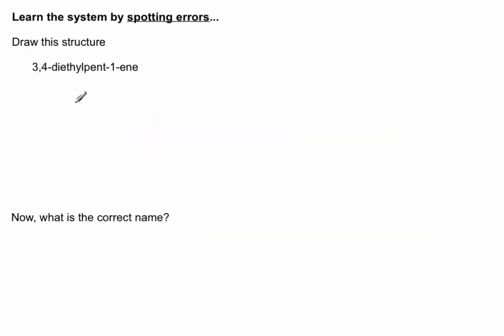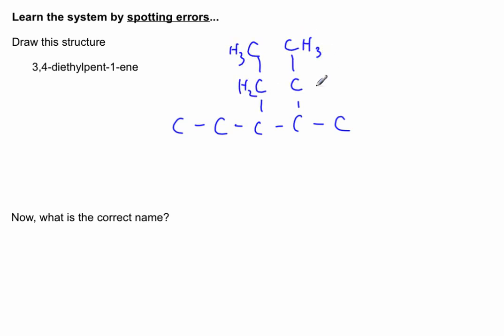All right, how about this one? 3,4-diethylpent-1-ene. 1, 2, 3, 4, 5. So there's my pent, 3,4-diethyl. So on carbon 3, I have an ethyl group, and on carbon 4, I have an ethyl group. Let's get the hydrogens in there to make it complete. Oh, I haven't put in my pent-1-ene, so there's my double bond. 1 hydrogen, 1 hydrogen, 1 hydrogen, 3 hydrogens, and so there is my molecule drawn from that name.